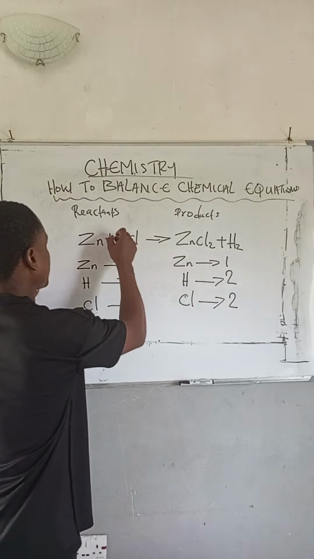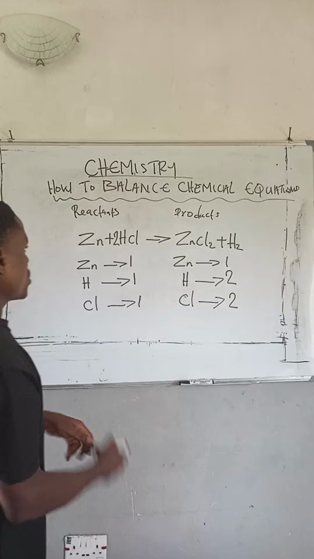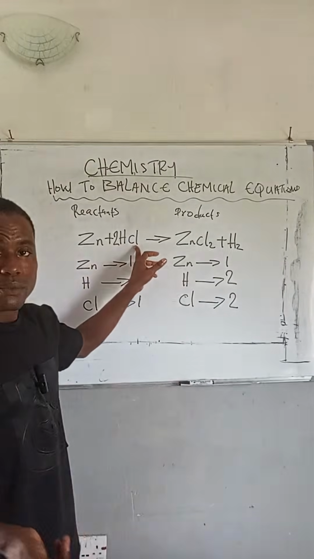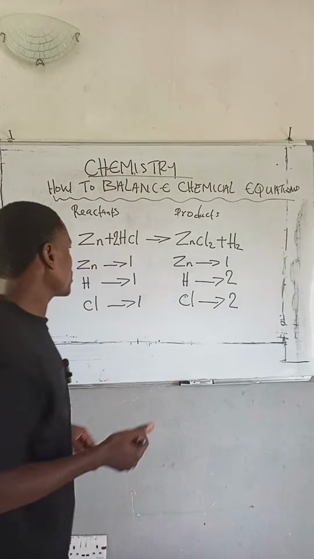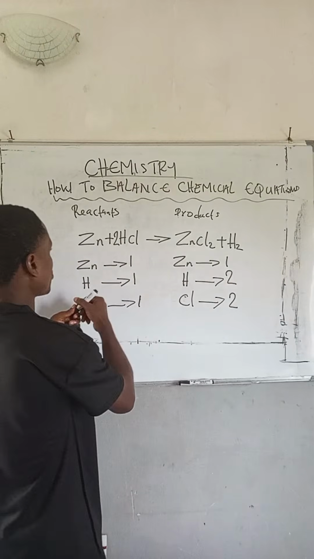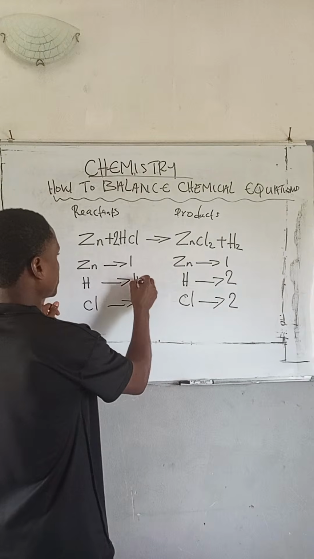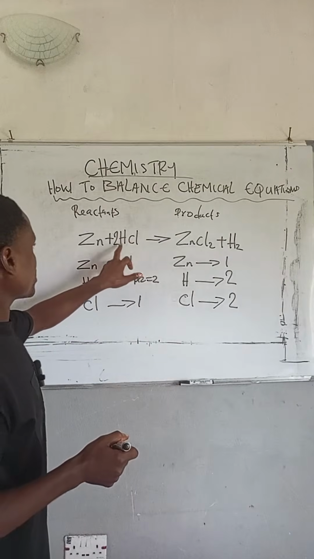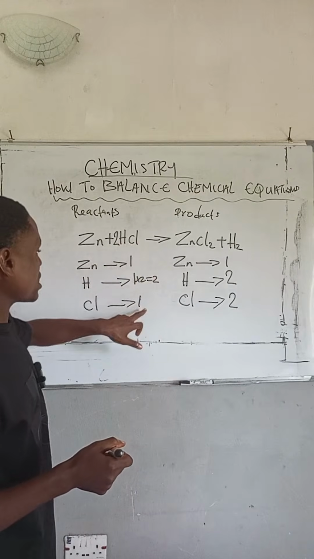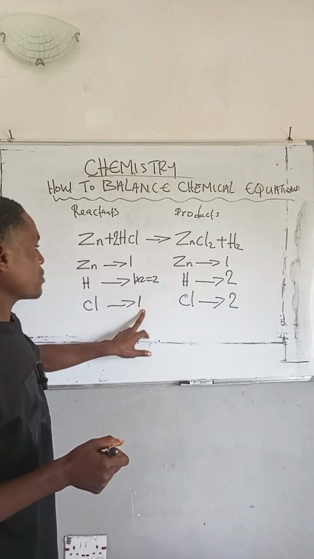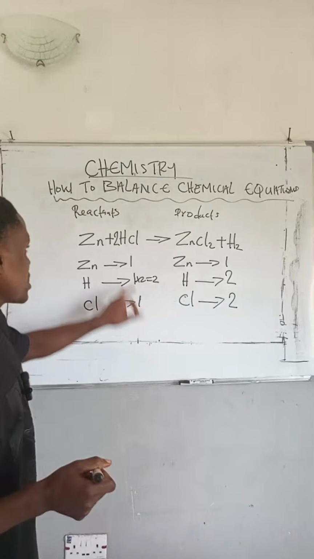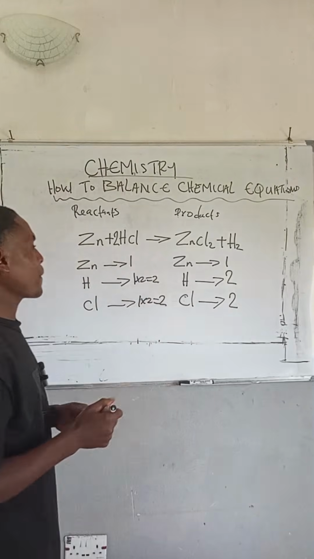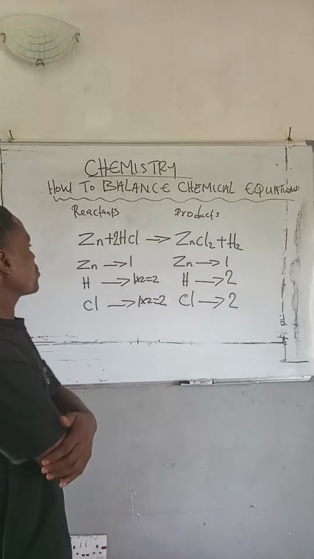So we're introducing 2 here, right? And as I said, this coefficient is affecting everything. It's affecting both the hydrogen and the chlorine. So meaning that hydrogen here is now what? 2, because 2 times 1 is 2, right? And this 2 is also affecting the chlorine here. Are you getting it? So 2 times 1 is 2. So is the equation balanced now?